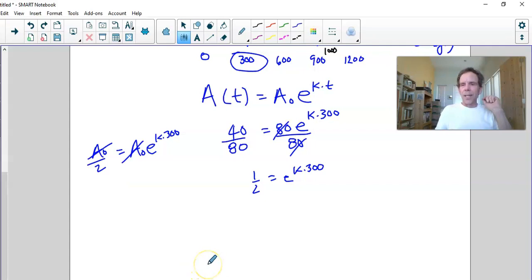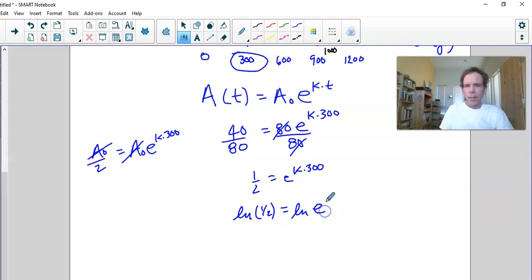What matters is that the half-life is 300 years and that there'll be half of the initial amount after that time. Okay, so now we have to solve for k. Let's take the natural log of both sides. We're taking the natural log because the right side has got a base of e.